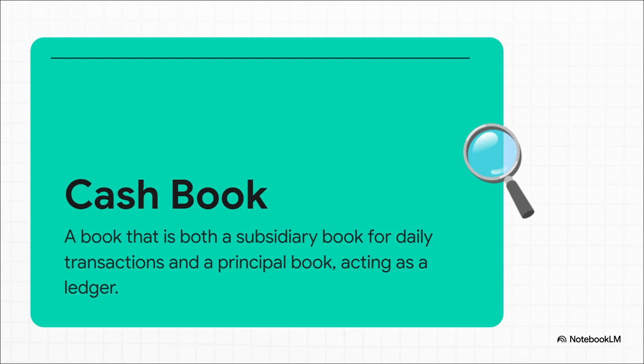So what is a cash book really? You can kind of think of it as having a secret double life. On one hand, it's what we call a subsidiary book, basically a daily diary where every single cash transaction gets written down first. But here's the really cool part. It's also a principal book. That means it acts as the official cash and bank account in your main ledger. It's doing two big jobs all at once, which is incredibly efficient.